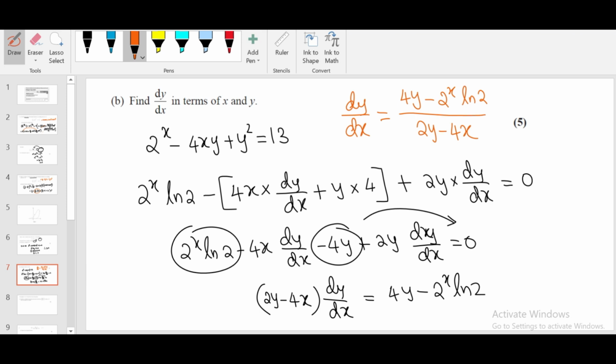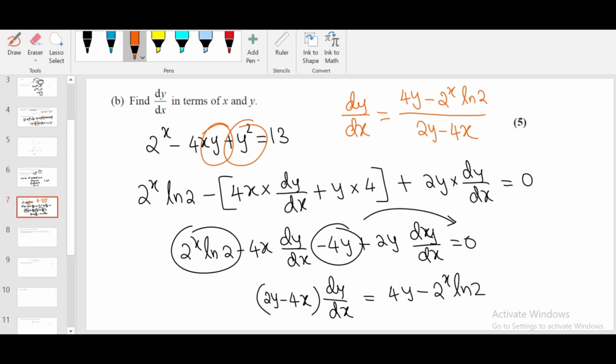It's a 5 mark question. You need to know the implicit differentiation. Implicit differentiation is just a normal differentiation. You need to treat y also as a variable and differentiate it. But whenever you differentiate y, you have to put dy by dx with it. That's implicit differentiation. Now let's move on to part C now.